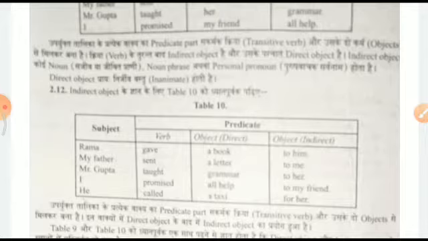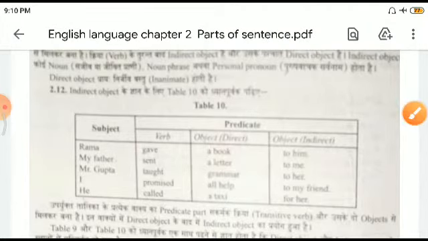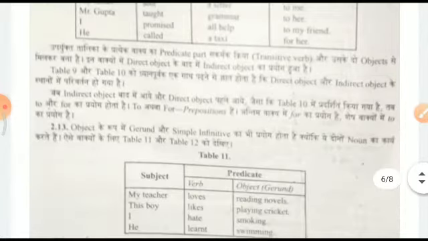We are on to table number 10. See this one. Here Ram is the subject, gave is the verb, a book is the object, and to him is the indirect object. So in this, the direct object comes before the indirect object. In the previous one we have seen the direct object coming at the end, and the indirect object coming before the direct object. So it can be both the cases.